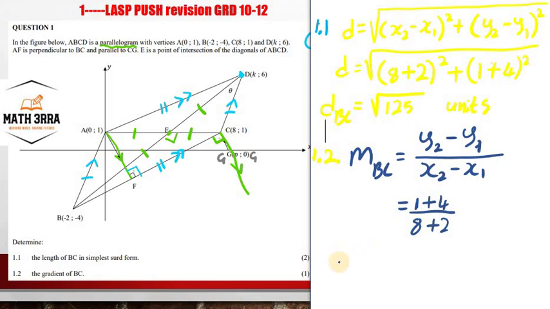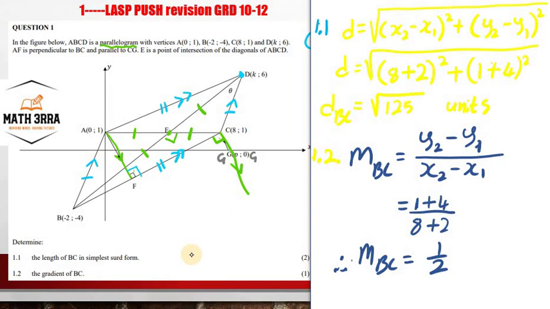Therefore the gradient of BC is equal to what? 5 over 10, which is 1 over 2. Done and dusted. Then, just like that, we've got our 3 marks, ladies and gentlemen.